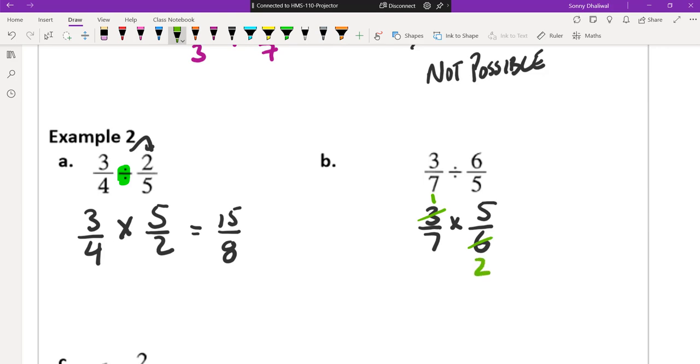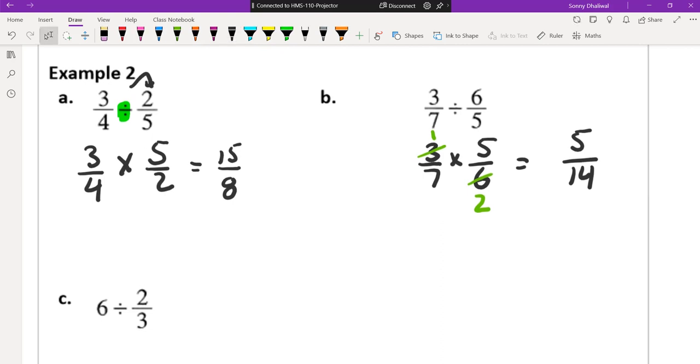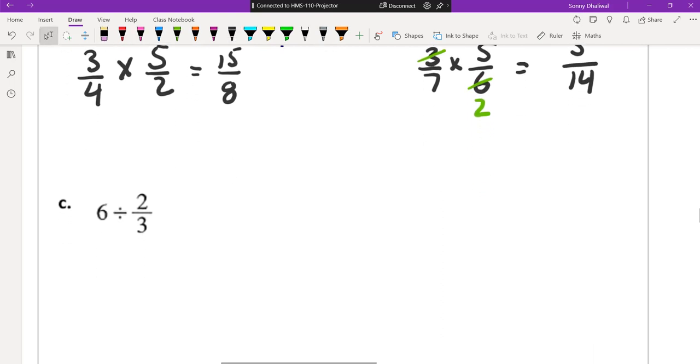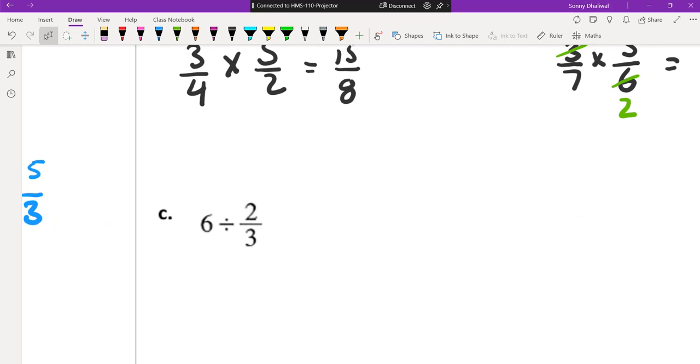Is there anything else that we can simplify? That's it. So we multiply. What do we have on the top? What do we have on the bottom? 5/14. Excellent. The next one gets a little tricky. Who remembers how to do this one? Our first number doesn't have a fraction. Maya. Yeah. So if it's not a fraction, thank you, Maya, we put it over 1.